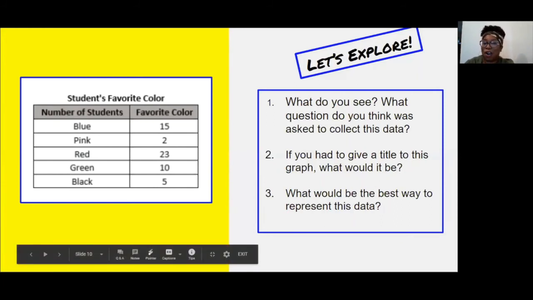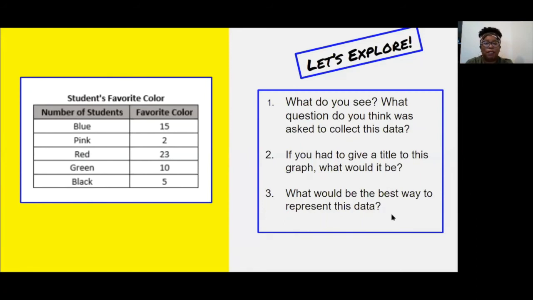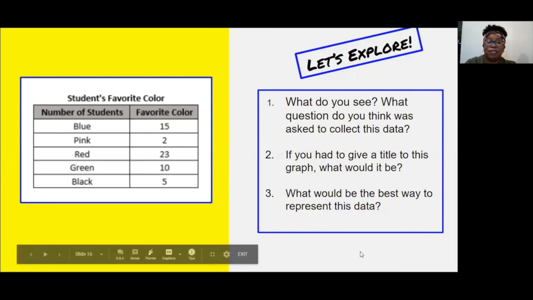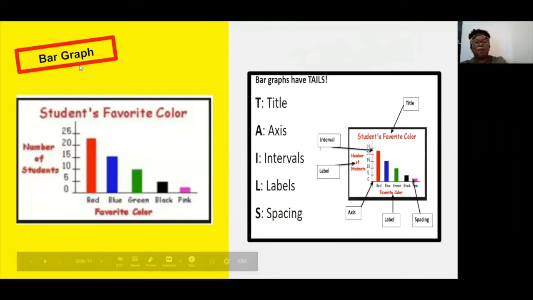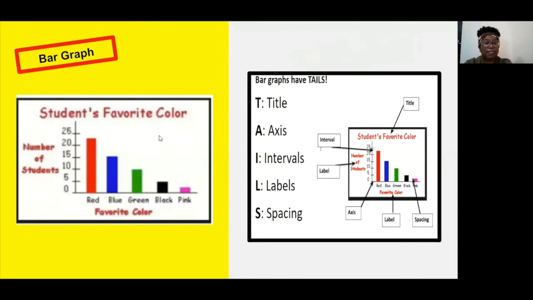But here's the hard question. What would be the best way to represent this data? That goes back to which type of graph shows categorical data that helps to answer some of those questions. Okay? If you said bar graph, you are absolutely correct. Bar graph because it shows categorical data, such as this.